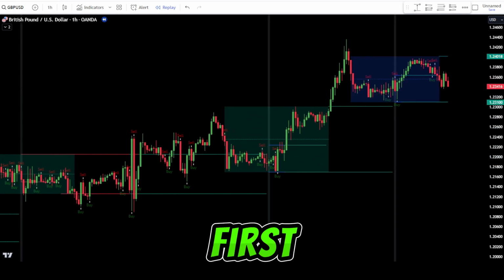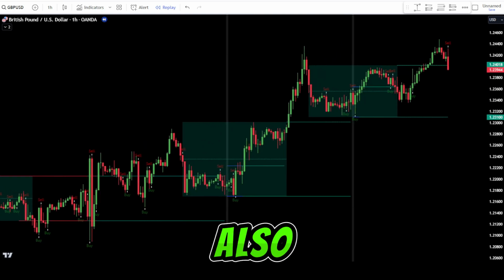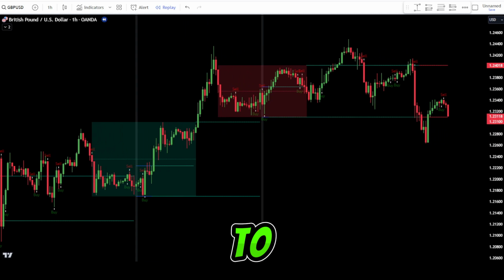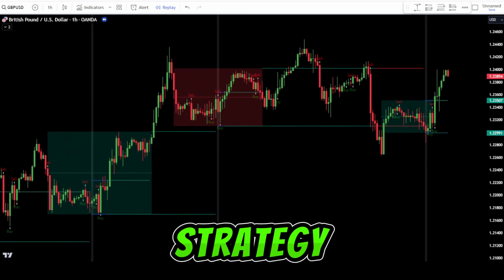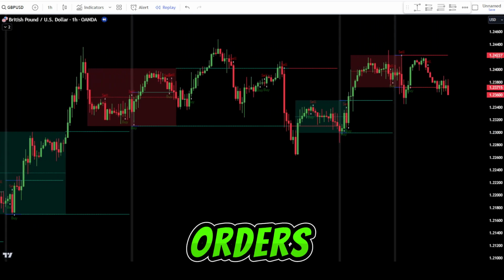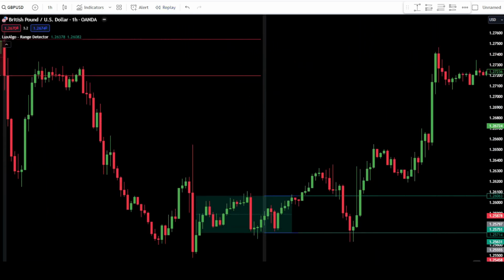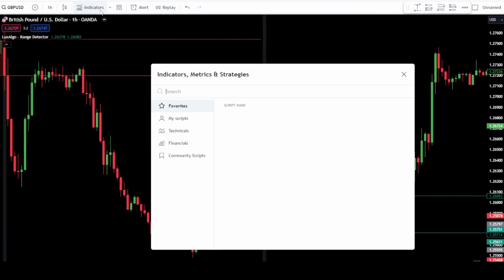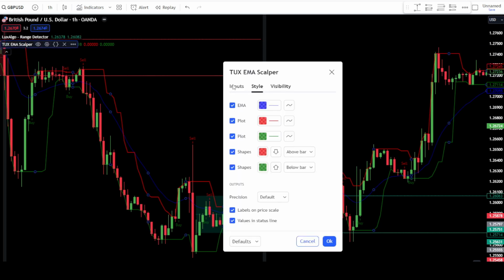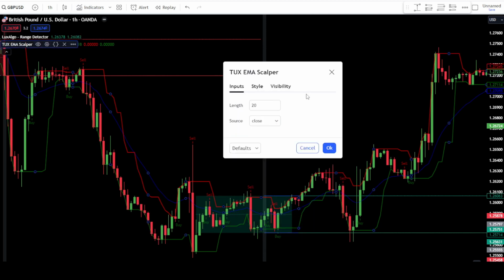In addition to the first method discussed, you can also employ the second approach to utilize this indicator. To implement this second trading strategy, we will need an additional indicator that will serve as a guide for placing orders. Go back to the Indicator Search tab and type Tonyx EMA Scalper. Choose Tonyx EMA Scalper from Tux, then go to the Settings tab.